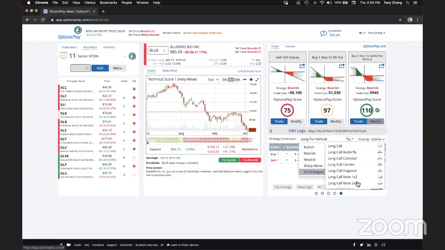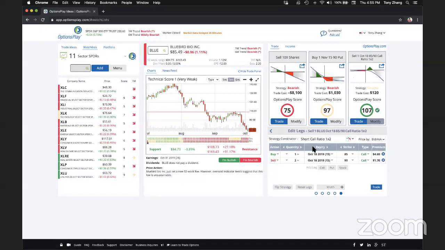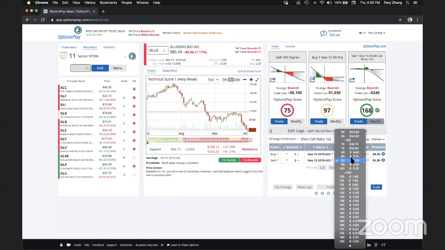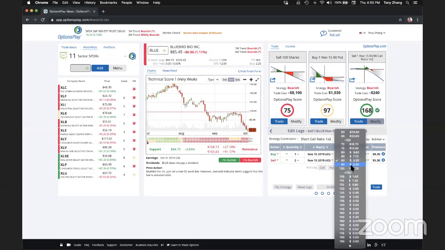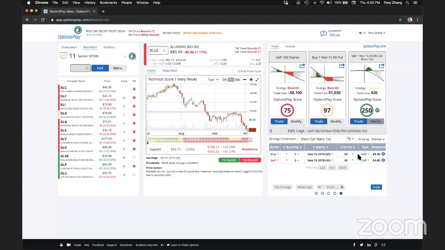Let's look at short call ratio. I like to look at the weeklies. Oh, actually, there's only monthlies on this. So your cost basis on this is, sorry, what was it? 93. So there are no 93s, but there are 95s that we can sell, which will give you $4. That will roughly pay for 2 contracts of the 85.